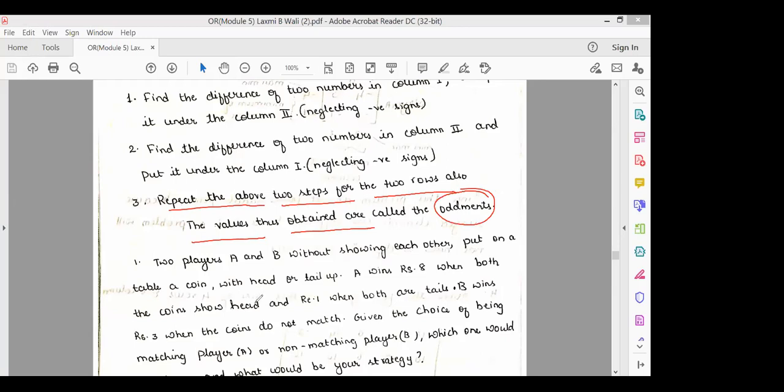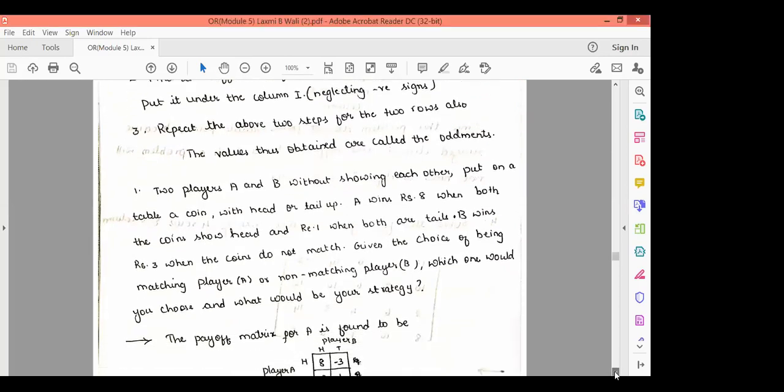For certain payoff matrices, we don't get a saddle point. In such a situation, how do we find the value of a game? By means of the arithmetic method, and this arithmetic method can be applied only for a 2x2 matrix. If we have a different sized matrix, then we have to reduce it to 2x2, and only then can we apply this arithmetic method to find the value of a game. Now, we have a problem here.